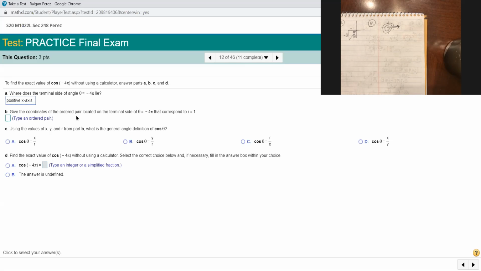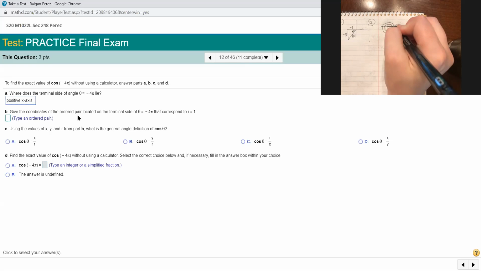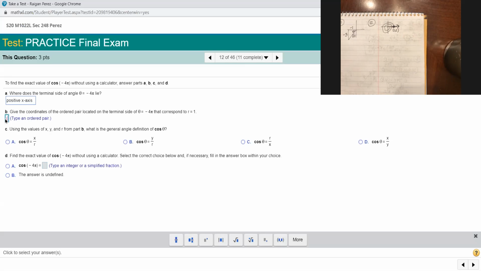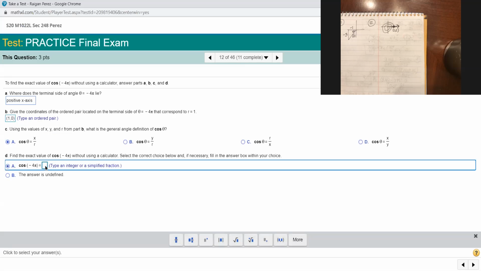Okay, give the coordinates of the ordered pair located right there. Well, that's the points, 1, 0. Okay, so cosine goes with x. So cosine is x over r. So what is the cosine right there? It's 1.